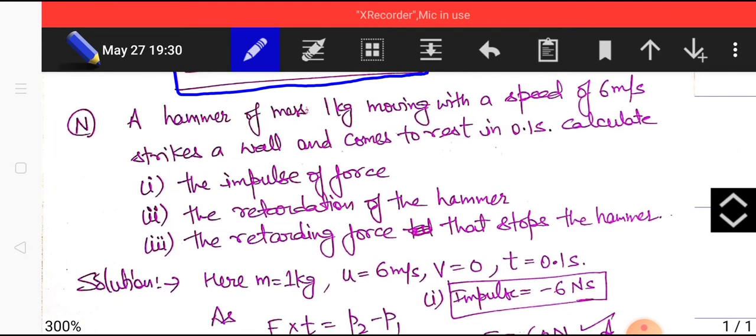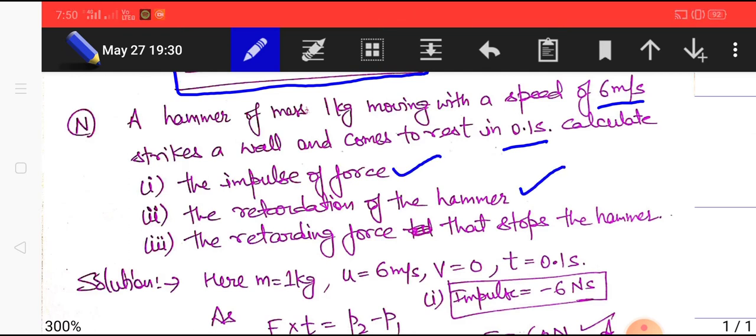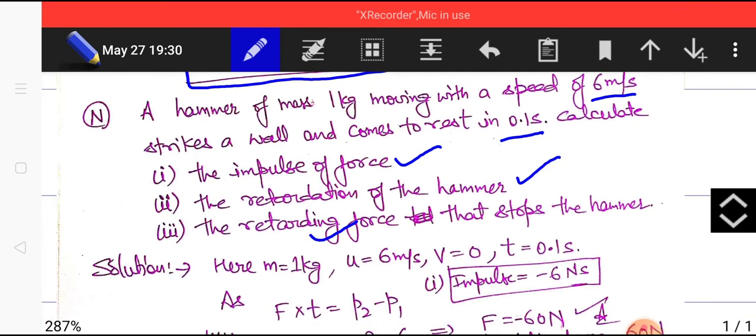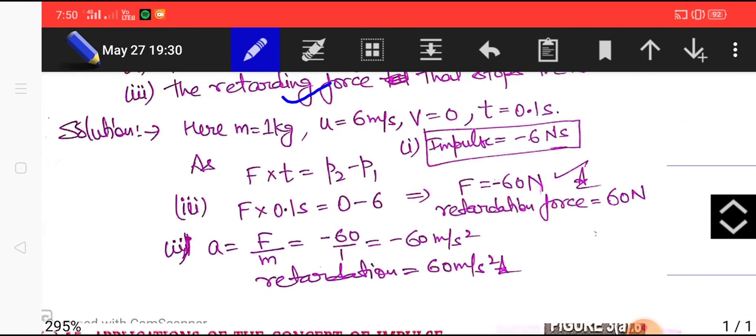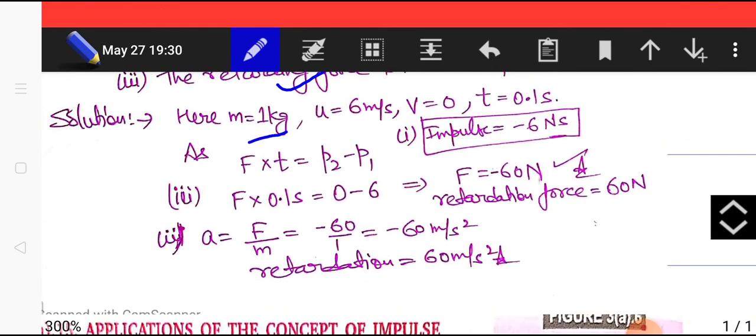Let us have a look on numerical for understanding this. A hammer of mass 1 kg moving with a speed of 6 meter per second strikes a wall and comes to rest in 0.1 second. Calculate impulse force, retardation and retarding force. So we have been given m is equal to 1 kg, u is equal to 6 meter per second, v is equal to 0, and t is equal to 0.1 second.